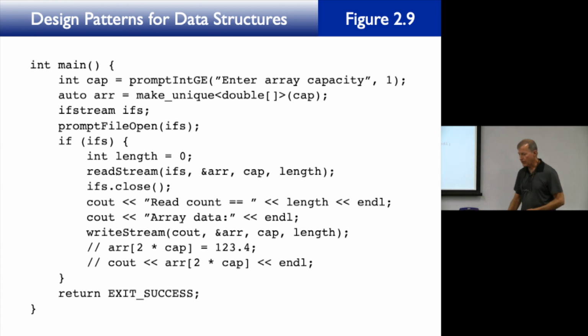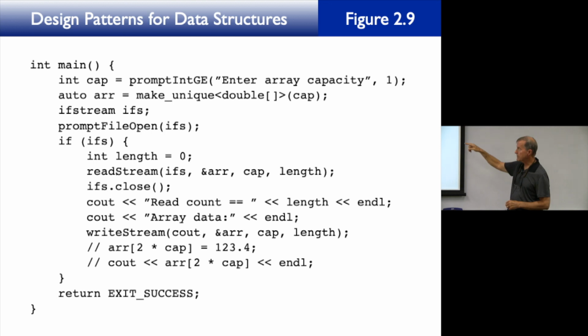So here in figure 2.9 is the main program, and let's take a look at what it does. It prompts the user for a file of numbers. It says enter array capacity, the user enters the array capacity, and then it sets up an array of doubles. So it's double star ARR gets new double CAP. This allocates the array from the heap.